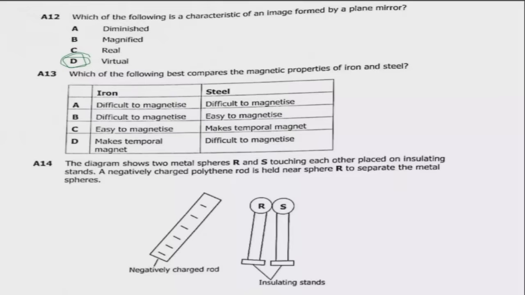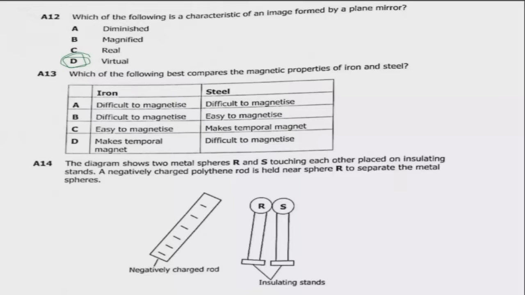B, difficult to magnetize, easy to magnetize. C, easy to magnetize, make temporal magnet. D, make temporal magnet, difficult to magnetize. Now let me talk about the answers.